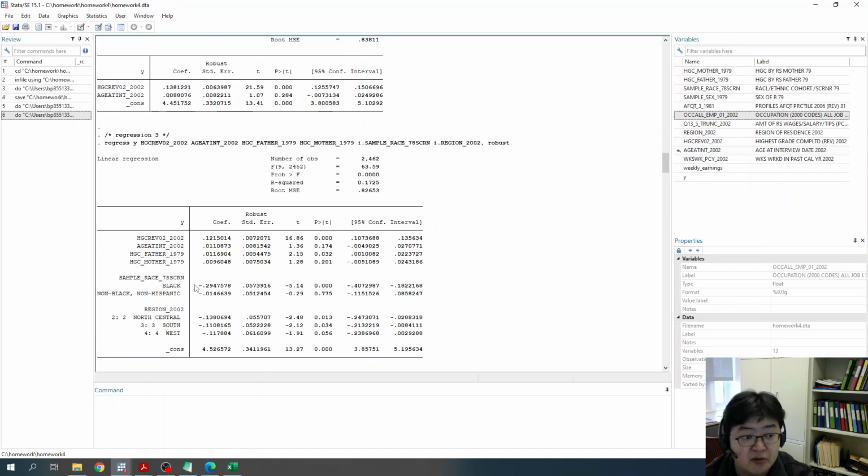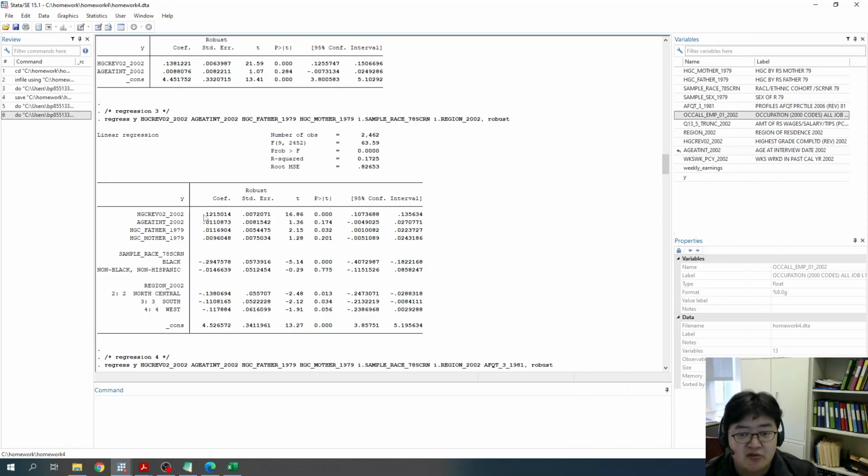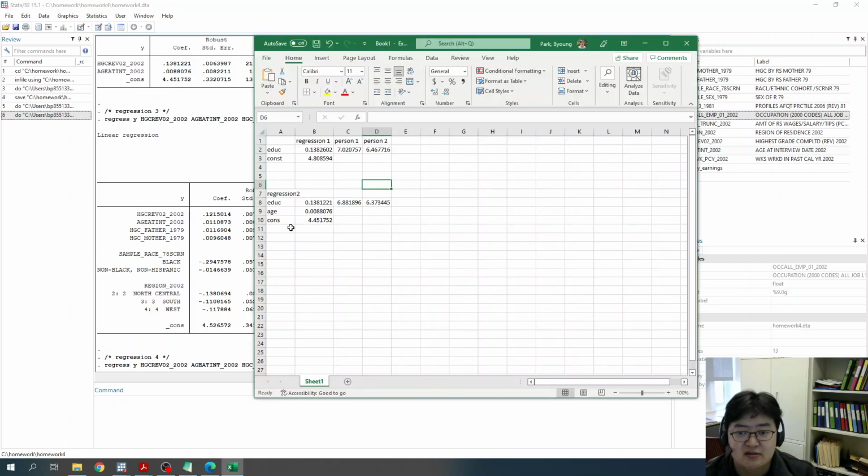Now, regression number 3. In regression number 3, the first 4 guys are not much different. Education, age, father, mother, and I will copy them first. 112.0.0110.873. By the way, I may have a typo here. If I had a typo, then the results may be wrong. So you need to double check if I'm doing right.